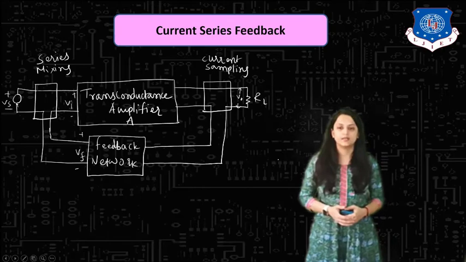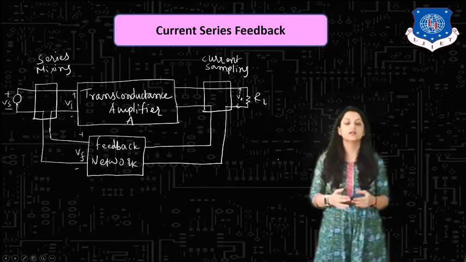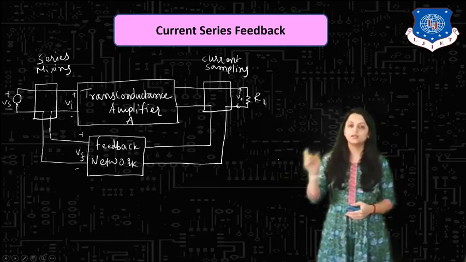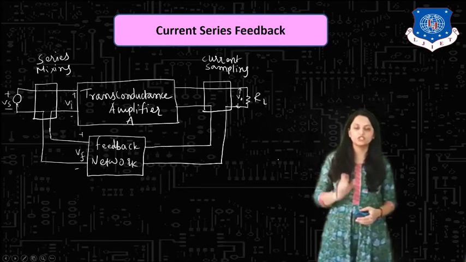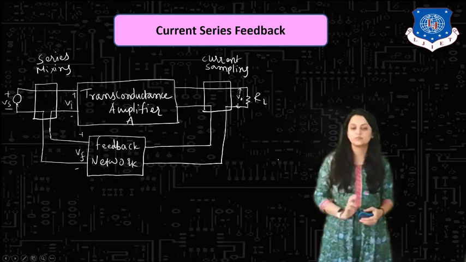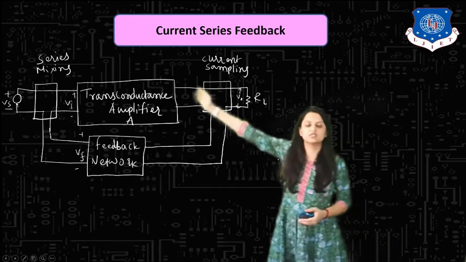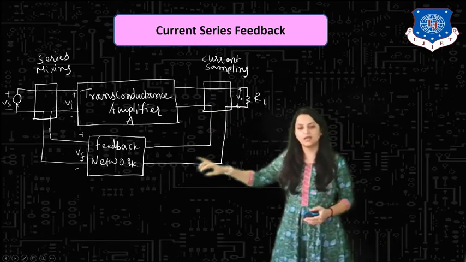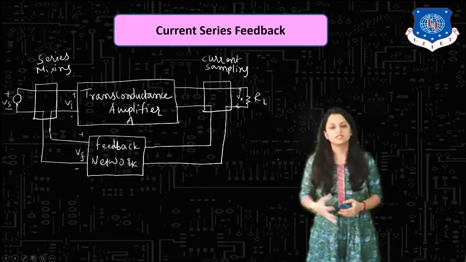Now next, current series feedback. Current series feedback indicates that we are getting current sampling plus series mixing. So current series is a combination of current sampling and series mixing. Here we have series mixing at the input side, and current sampling is done at the output side and given back to the feedback network. This is called a transconductance amplifier.